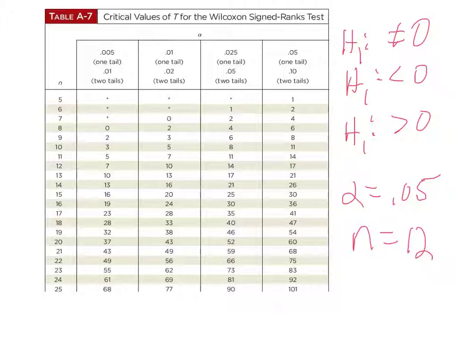If you decided to go with a two-tailed test, n equals 12, we're going to use this column here, a two-tailed 0.05, 12 row. I'm seeing a critical value of 14. So we're going to go with one of these two values, depending on what you go with.